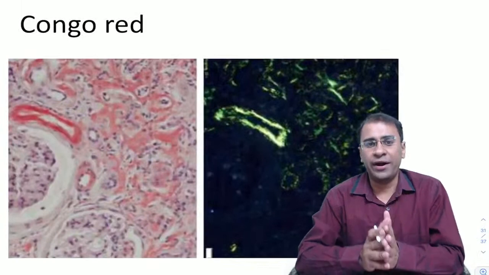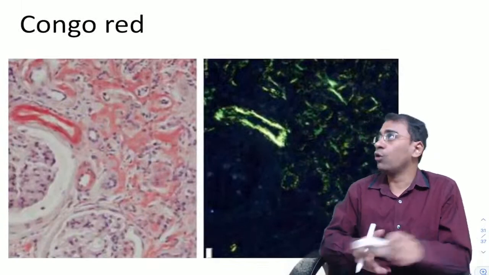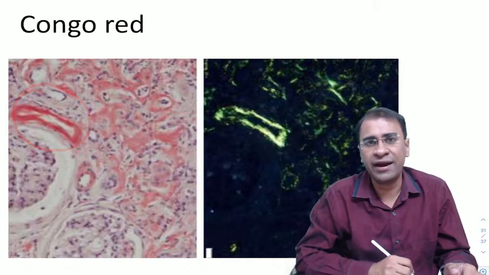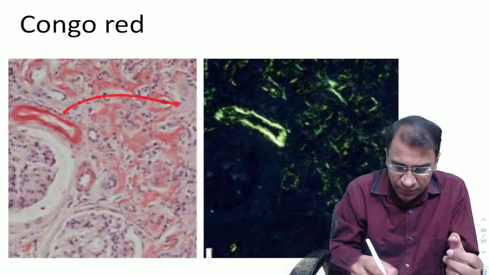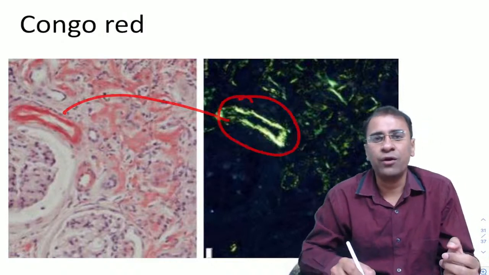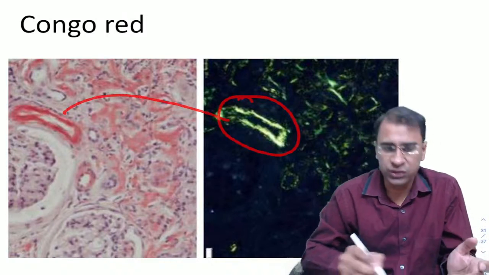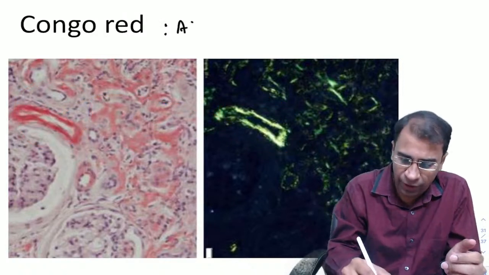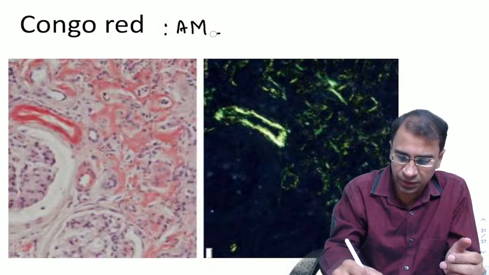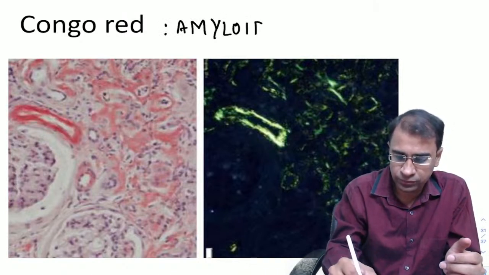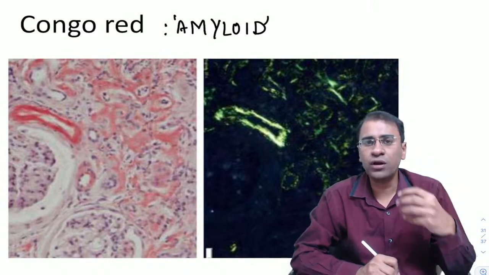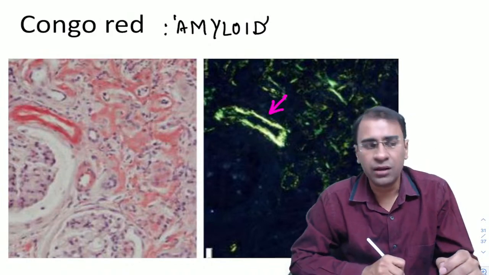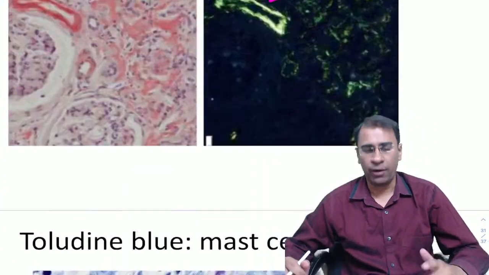Congo red. This is something which you cannot forget. It's Congo red. With Congo red, the staining you often get is a bright pink color. The same can be seen with apple green birefringence if you look under polarized microscopy, which proves that the structure here is nothing but amyloid. So Congo red looks for amyloid, and this is definitely the apple green birefringence for the amyloid tissue.